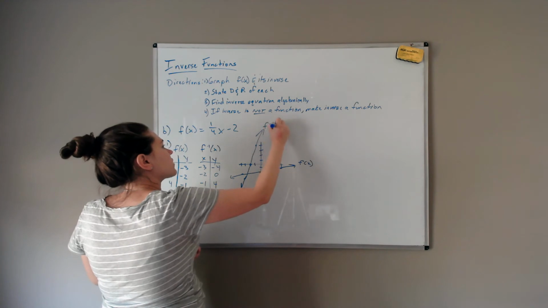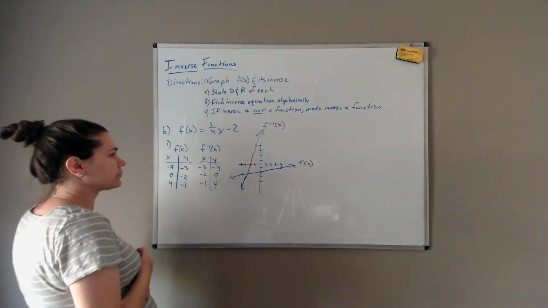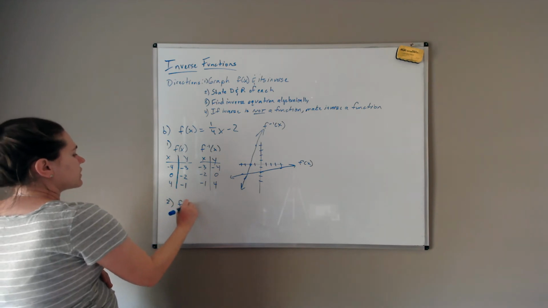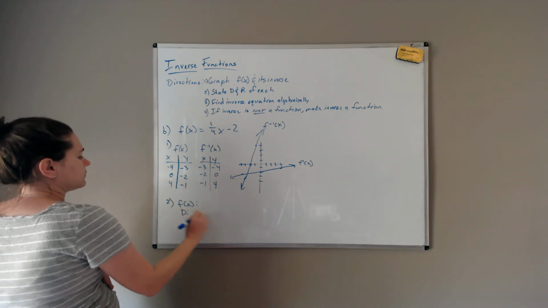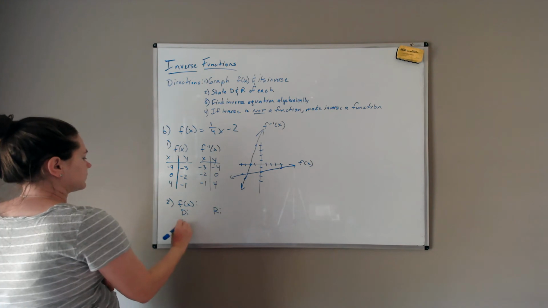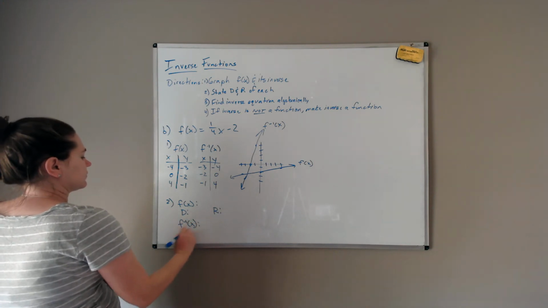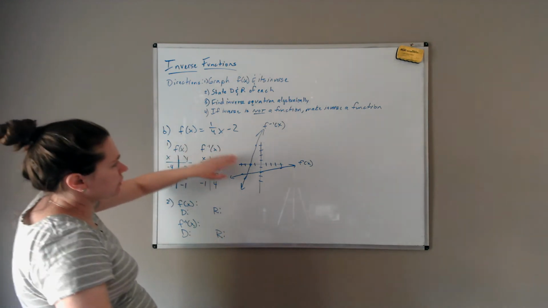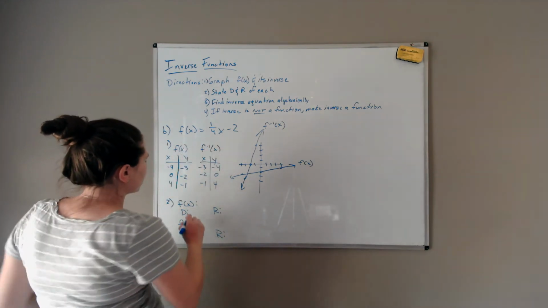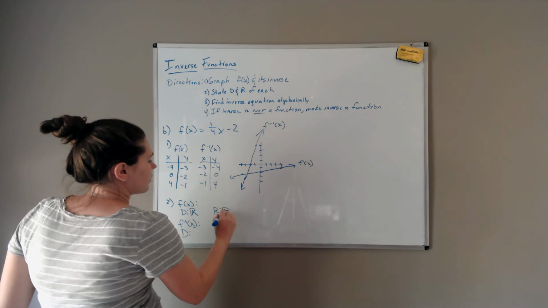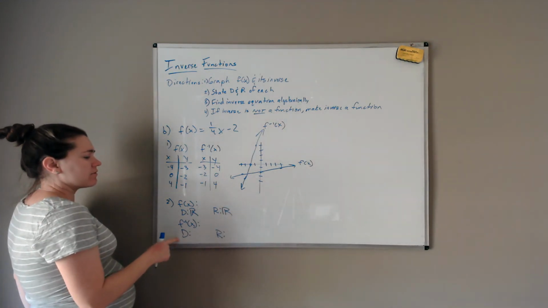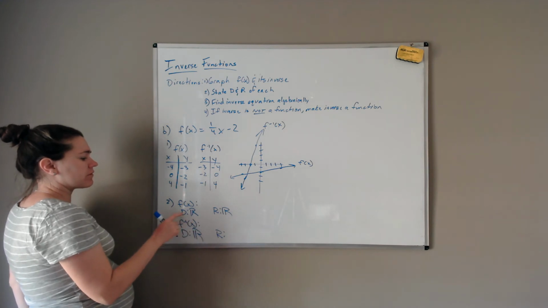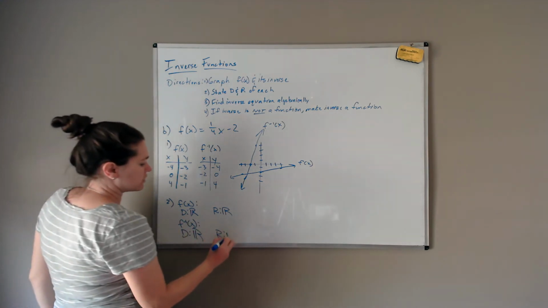This is the inverse graph of f. Number 2 says state the domain and range of each. So the domain of f of x is all real numbers. The range is all real numbers. For the inverse, whatever the range is, that's the domain. Whatever the domain of f of x is, that's the range of the inverse.